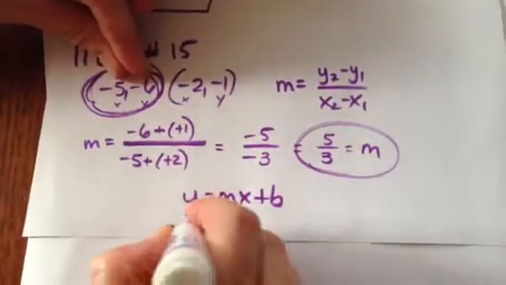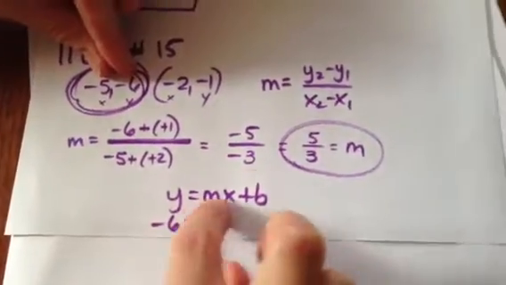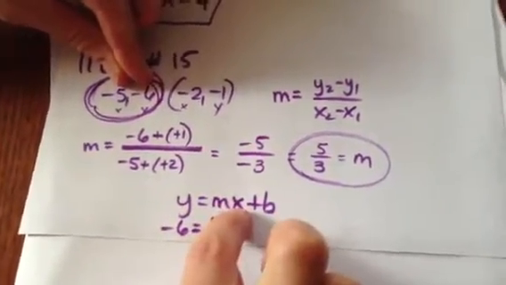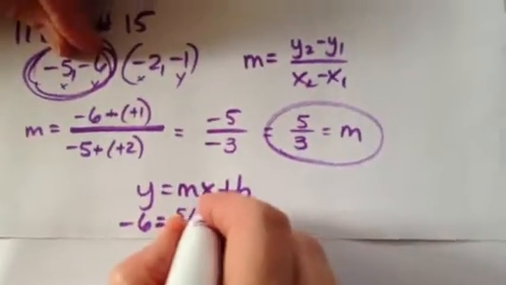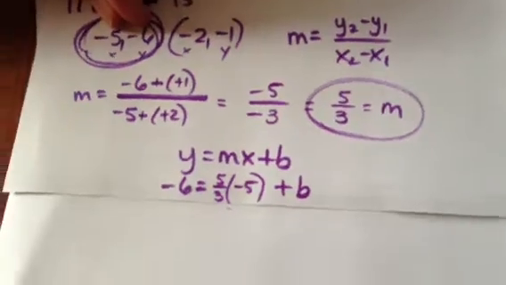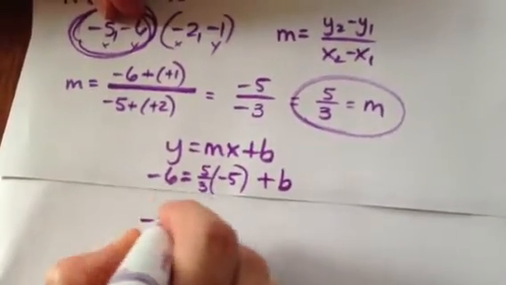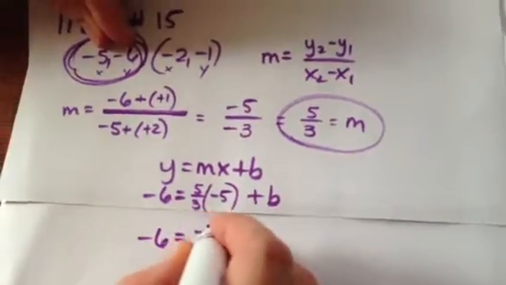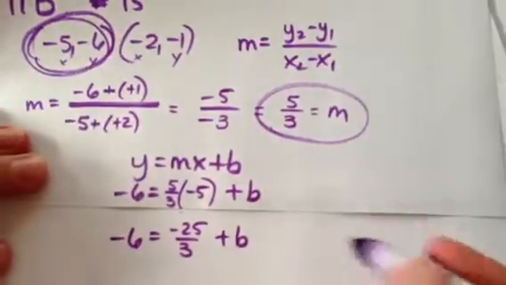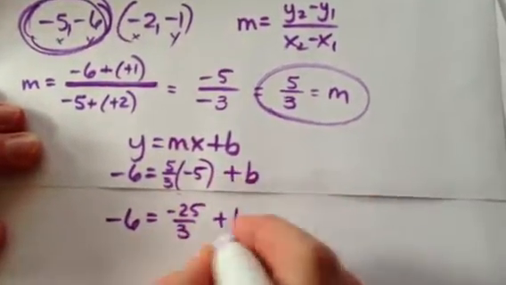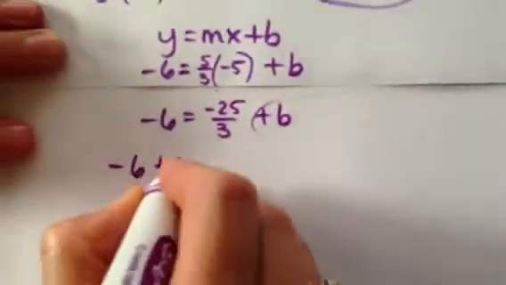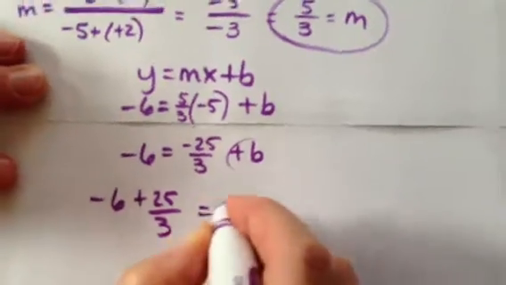Okay, what's the y value here? My y value is negative 6. My slope, ugly fraction, 5/3. My x value is negative 5. Oh, yuck. Plus b. I was hoping something would cancel, but it doesn't. So notice here I'm going to get what? Negative 25/3 plus b. Gross. Okay, so how are you going to get b by itself? This is a negative 25/3, so you're going to have to add 25/3 to both sides.